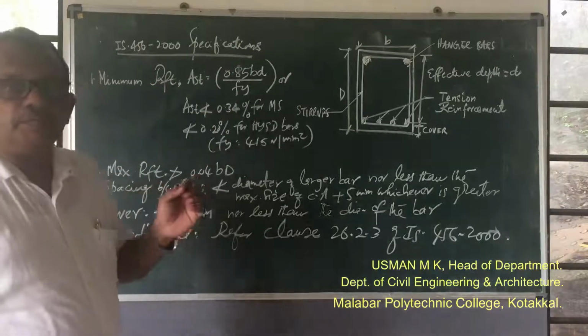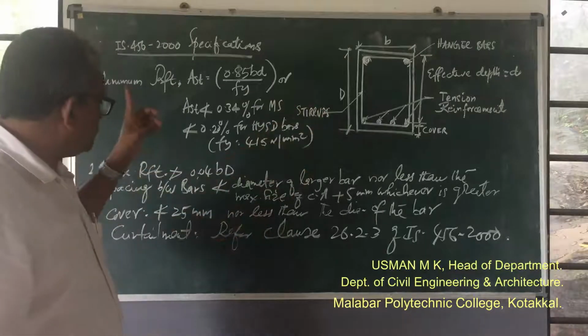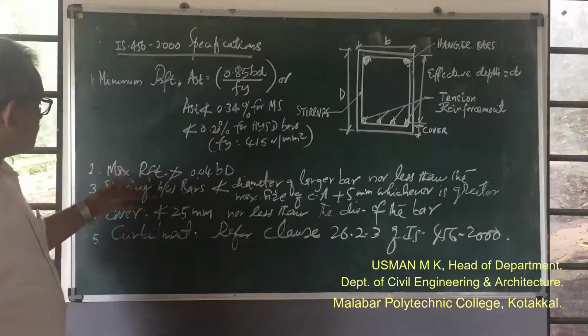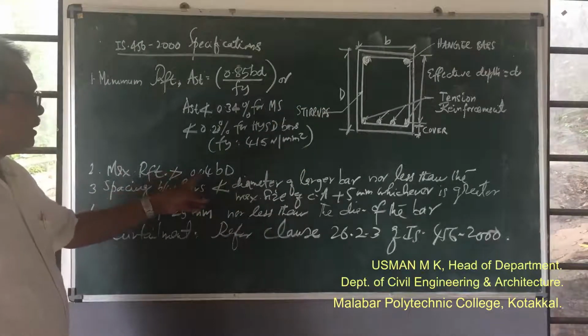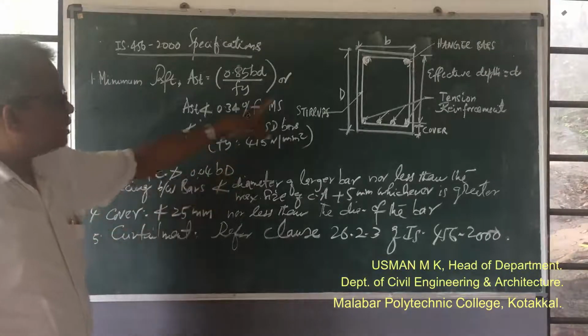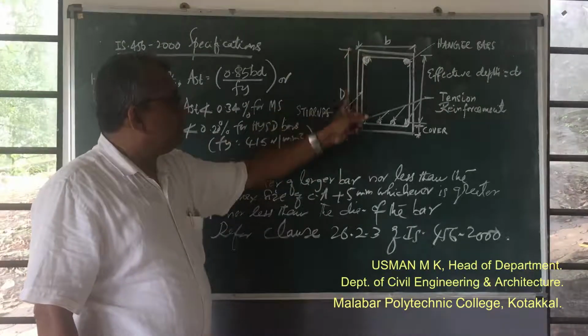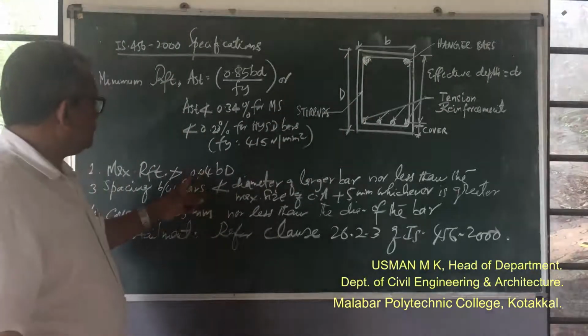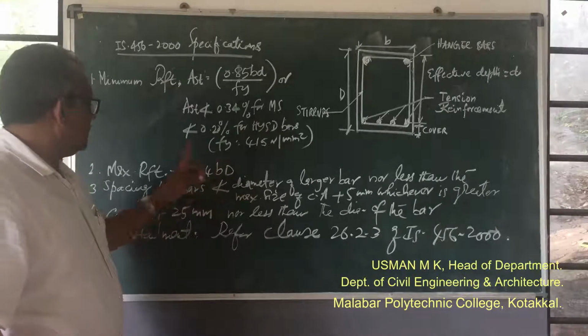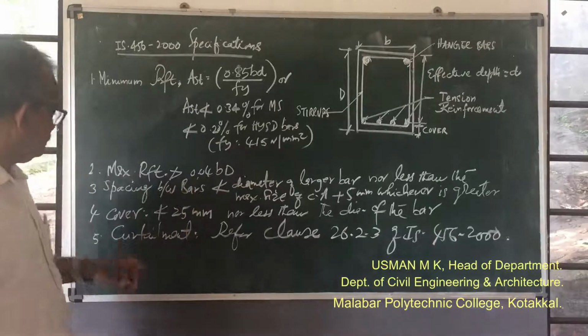Then what about the maximum reinforcement to be provided in a beam? How can we check? As per the code, maximum reinforcement should not be greater than 0.04 bD, where b is the breadth and D, capital D, is the overall depth. So 0.04 bD is the limit for maximum reinforcement, not greater than that value.